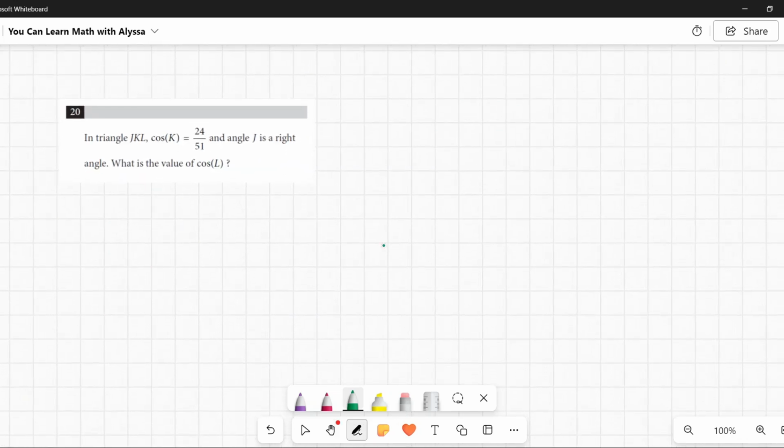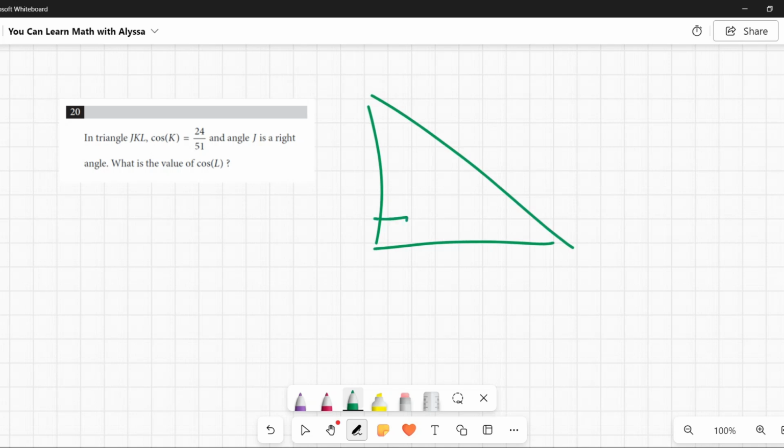Number 20. In triangle JKL, the cosine of K is 24/51 and angle J is a right angle. What is the value of cosine L? Okay, so I've got a triangle JKL and I'm told J is a right angle. And the cosine of K is 24 over 51.